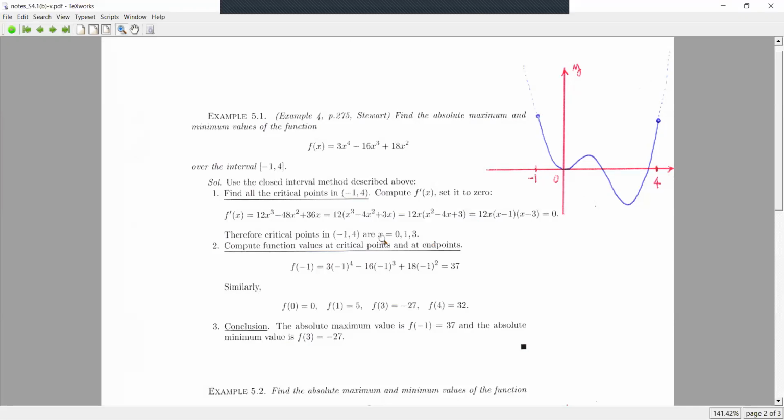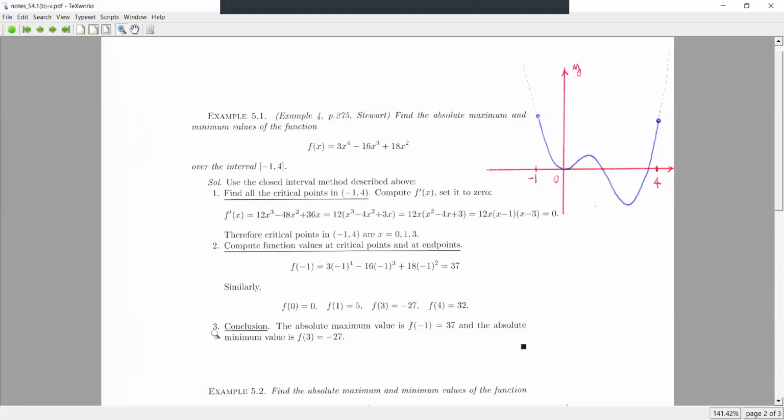Similarly, function value at 0, plug in 0 in the function. Then we get function value is 0. Yeah, this one here. Function value at 1, plug in 1 for x. Then we get function value at 1 is 5. 1 is about here. Function value at 3, the third critical point, is -27. Function value at 4, 4 is the right endpoint of this interval. Function value at 4 is 32.